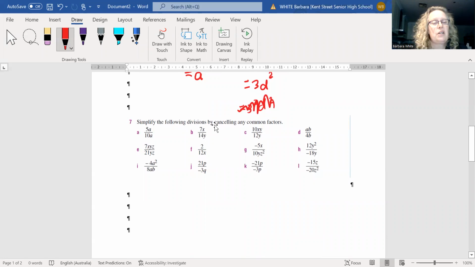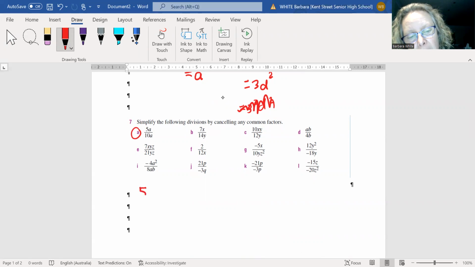Dividing is much the same as dividing fractions. So remember we looked at prime factors. What are the factors of 5A? What things are multiplied together to get 5A? And I know that they are 5 times A. 5 is a prime number. We don't know what A is, so that's as simplified as we can get.